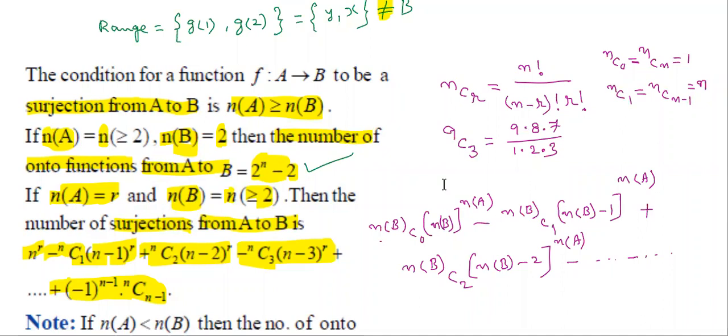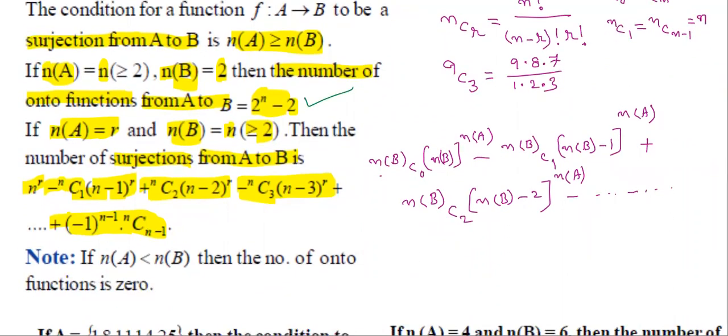Okay, students. Next, see here: if the number of elements in set A is less than the number of elements in set B, that is, if set B has more elements compared to A, at that time the number of onto functions is 0. So what is the condition? n(A) is greater than or equal to n(B). If this condition exists, onto functions exist. Otherwise, 0.